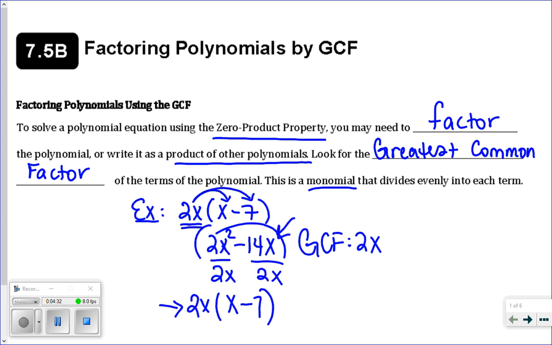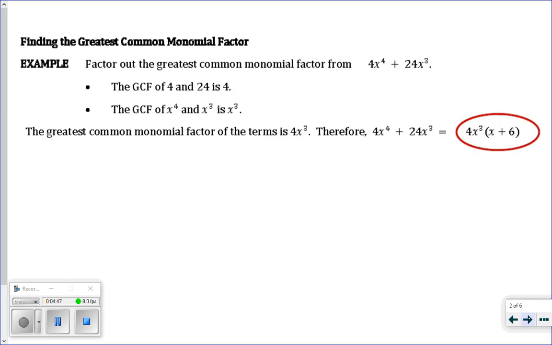Okay? This is all going to make more sense when we do several examples. But just so you get that concept of using the opposite, or the reverse, of the concept of distribution, we're going to be factoring a common factor out and putting it out in front of the parentheses.